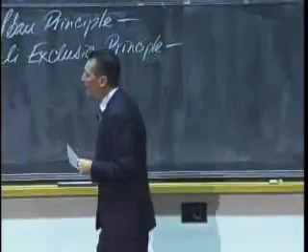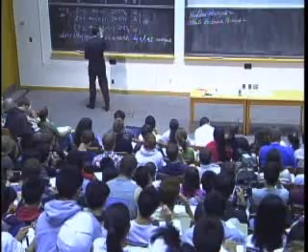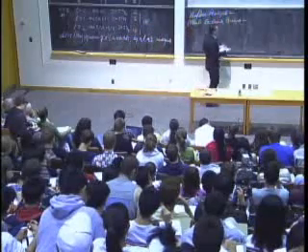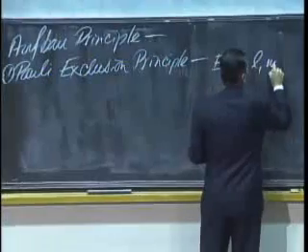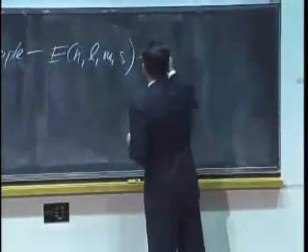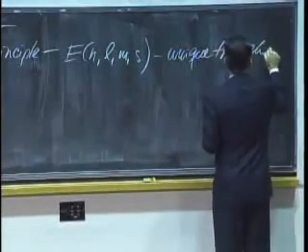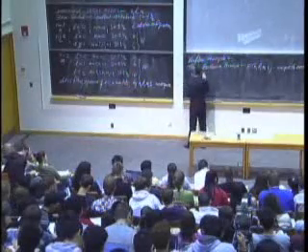And what he said, first of all, is that in any system of electrons, the set of quantum numbers n, l, m, and s, the set of quantum numbers is unique to each electron in a system.